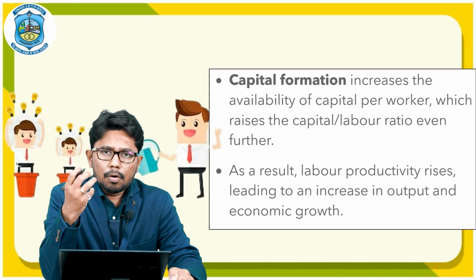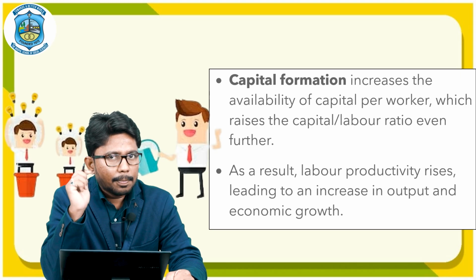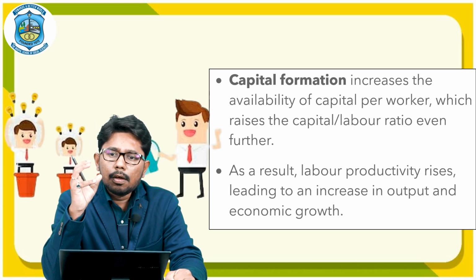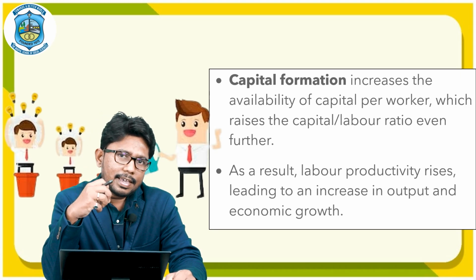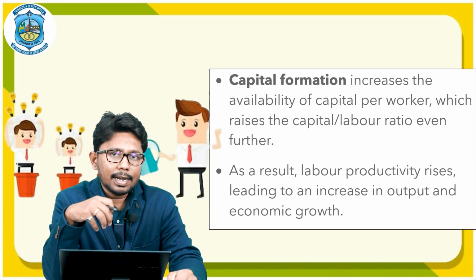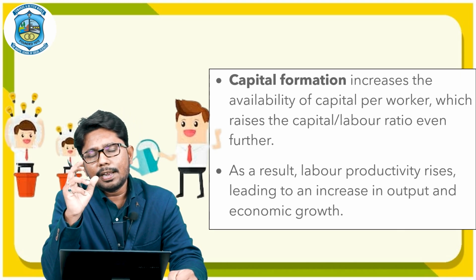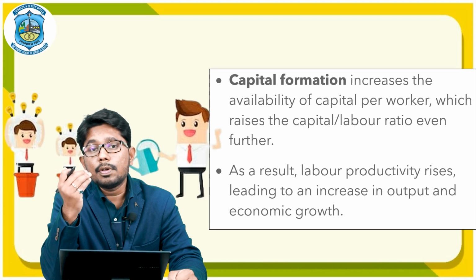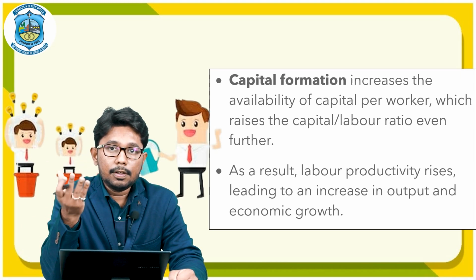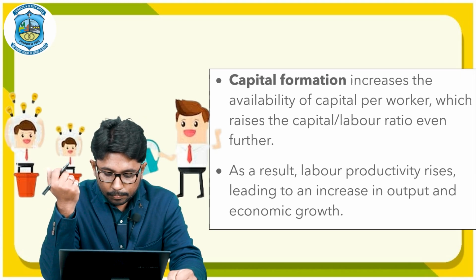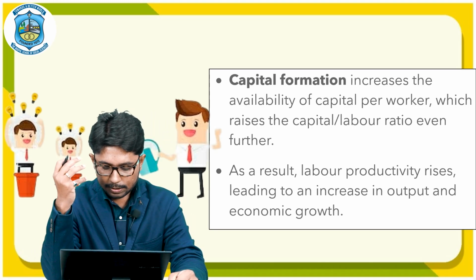So, we always have a resource in our hand. Which kind of resource? The capital resource. But nobody has the knowledge of how to use the capital resource to generate more and more productivity in the economy. And why are we increasing productivity in the society? To increase the development and growth of the society or the country. As a result, labor productivity rises, leading to an increase in output and economic growth.